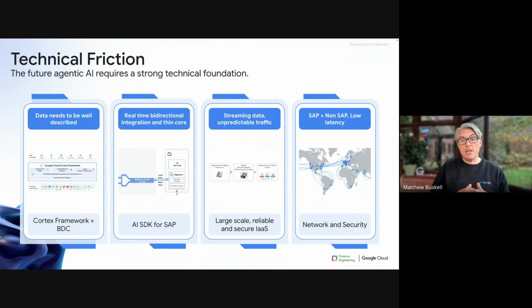Technical friction. Now, the biggest technical friction for machine learning projects was having all the data in one place. And so over the last few years, we spent a lot of time aggregating our data into large data warehouses. And that is still important. The combination of agentic large language models with machine learned data is really where the solutions are going to come from.